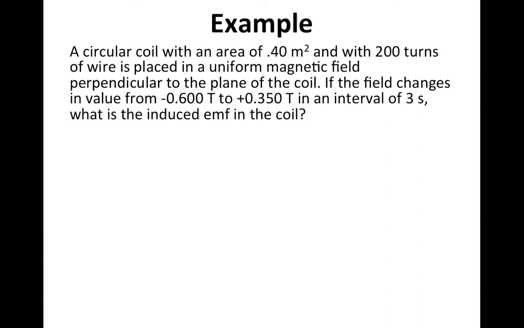So here's an example. A coil of wire with an area of 0.4 meters squared and with 200 turns of wire is placed in a uniform magnetic field perpendicular to the plane of the coil. If the field changes in value from negative 0.6 Tesla to positive 0.35 Tesla in an interval of 3 seconds, what is the induced EMF of the coil?